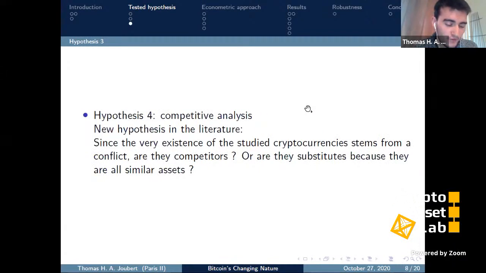Finally, I have a fourth hypothesis that I did not take from the literature. It's supposed to measure the competition between each version of Bitcoin. Basically, we can expect the versions to be competitors because the very existence of cryptocurrencies is the result of a conflict, or we can expect all cryptocurrencies to be part of a big market of cryptocurrencies, so they could be substitutes. My economic approach is also comparable to Eline.